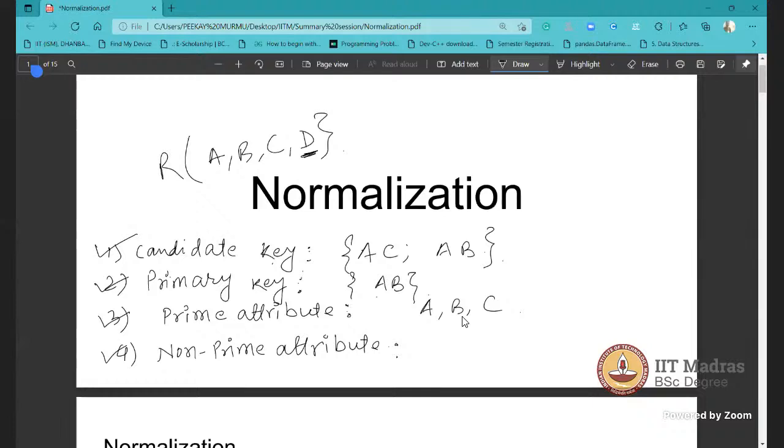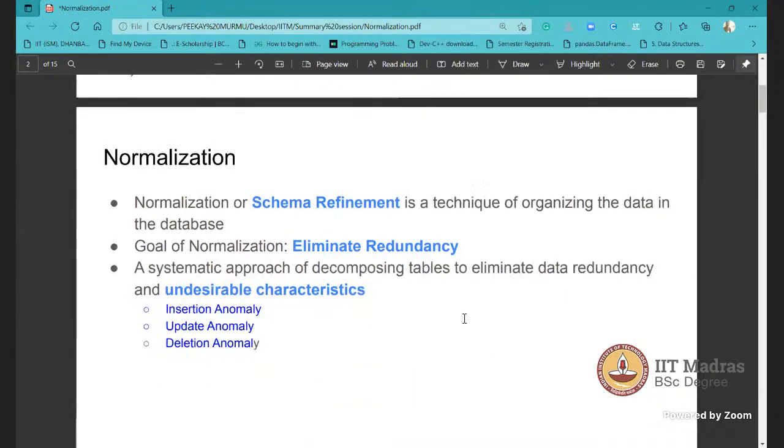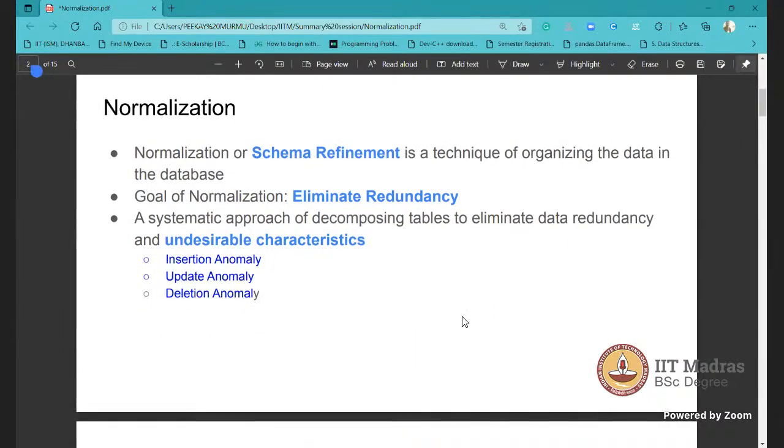So we're moving to the definition. What is normalization? Normalization, or we also say schema refinement, is a technique of organizing data in the database. The main goal of normalization is to eliminate redundancy, using a systematic approach of decomposing the tables to eliminate data redundancy and undesirable characteristics.